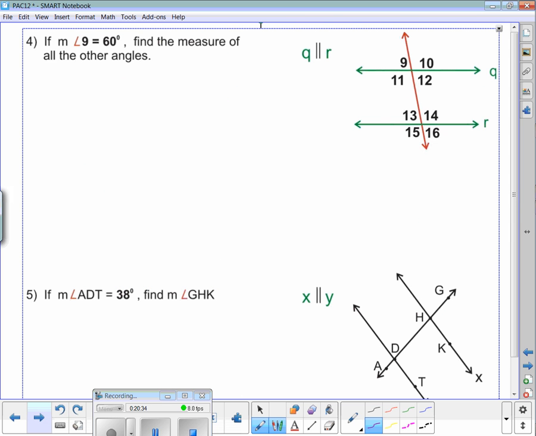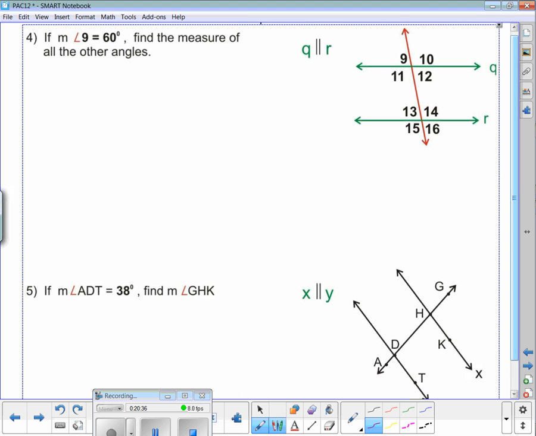Next page. So this is what's going to happen. If you know one angle, you can get all the rest of the angles.